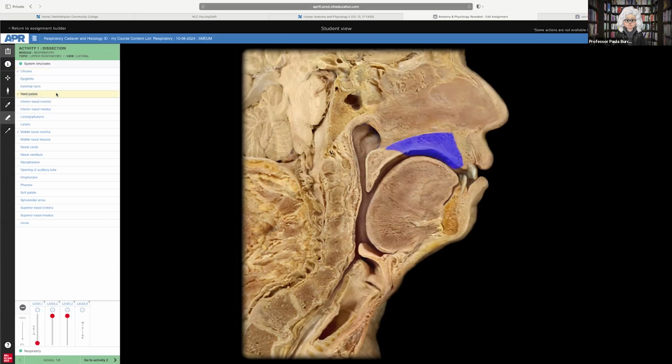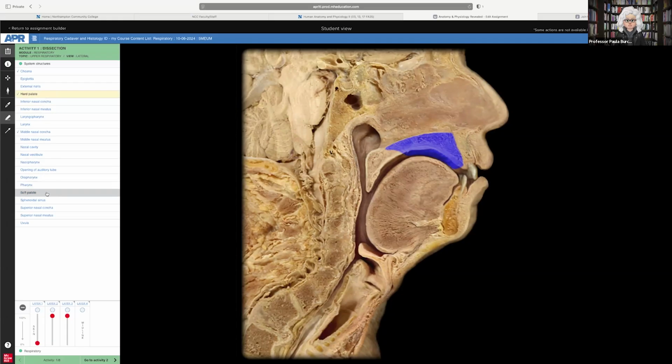The hard palate, recall, is the anterior portion of the roof of your mouth, and it's going to consist of two bones, an anterior maxillary bone and a posterior palatine bone. Remember from AP1 that the anterior maxillary bone, the portion that makes up the hard palate, is called the palatine process.